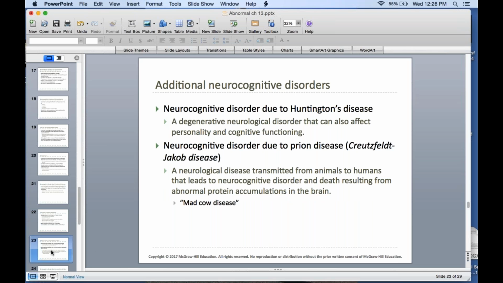Okay, additional neurocognitive disorders. We have neurocognitive disorder due to Huntington's disease. This is also one you may or may not be familiar with. It's a degenerative neurological disorder that can also affect personality and cognitive functioning. We have this one due to prion disease. This is a neurological disease transmitted from animals to humans. People do call this mad cow disease. It leads to neurocognitive disorder and frankly death, resulting from abnormal protein accumulation in the brain.